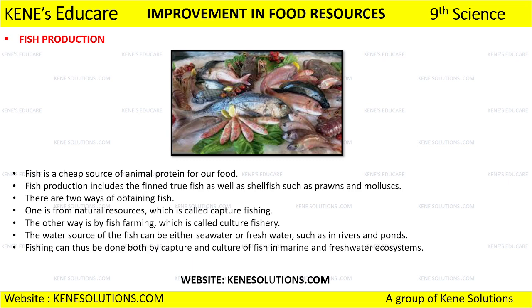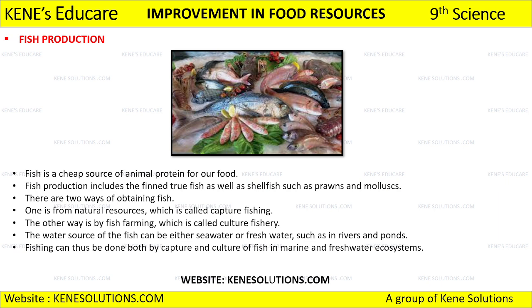Now after this we have fish production that we need to discuss. We know that fish is a cheap source of protein for us, right? The more fish we eat, the more protein we get. Fish production includes the finned true fish as well as shellfish such as prawns and mollusca. I'm pretty sure that many of you might have eaten shellfish, prawn, and the true fish, right?